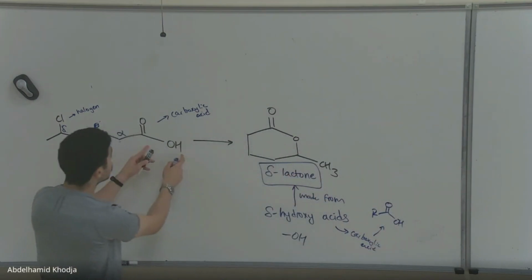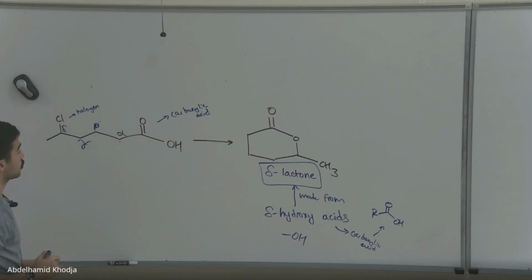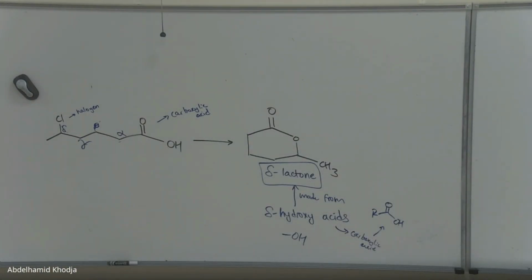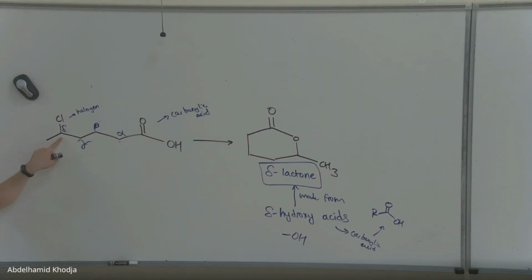Great. We have this carboxylic acid attached to the alpha carbon, correct? Can everyone see so far? Yes, great. Okay. We have our alpha, beta, gamma, delta. We want to have a delta hydroxy acid. Do we have one here? No, we have a delta halogen. We have a halogen here. So the first thing we want to do is replace this halogen with an OH.